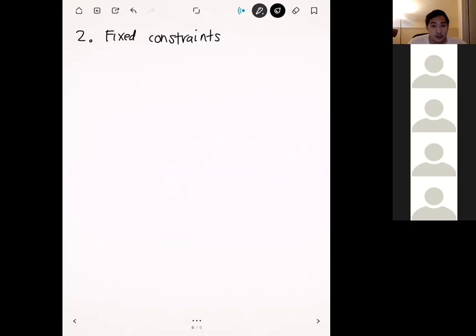Okay. And so the fixed constraint basically forces the displacement to have a certain value, which most of the time is going to be 0.